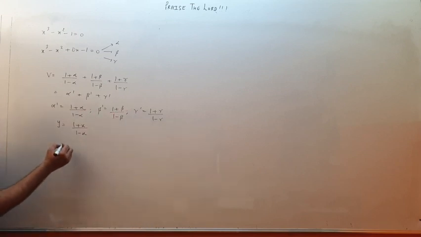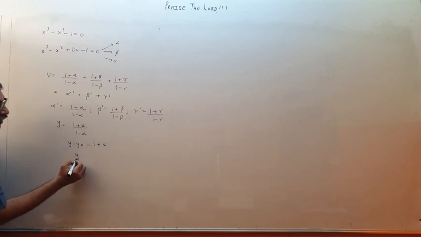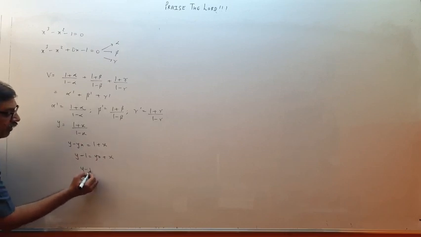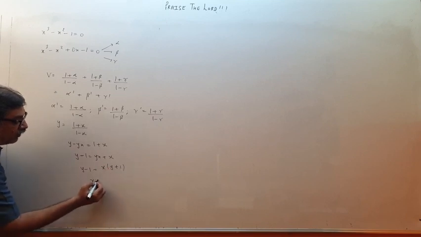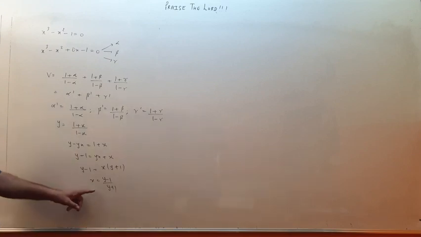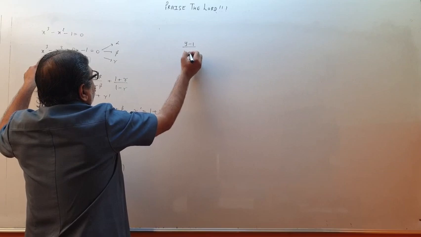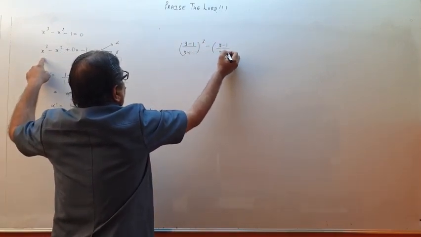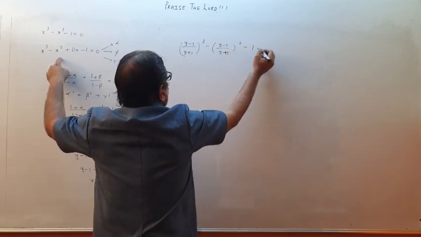So like this, y minus yx will be 1 plus x. So y minus 1 will be yx plus x. So y minus 1 will be x into (y plus 1). So x will become (y minus 1)/(y plus 1). Now wherever there is x, you put this expression. So this will become ((y minus 1)/(y plus 1)) whole cube minus ((y minus 1)/(y plus 1)) square minus 1 equal to 0.